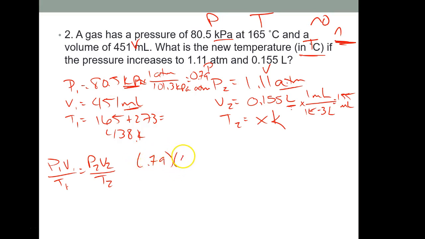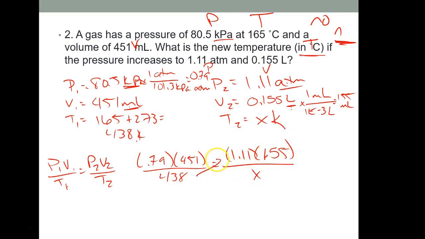0.79 times 451 over 438 equals 1.11 times 155, not 0.155, and x. And again, just cross multiply. So 438 times 1.11 times 155 is 75358, let's call it 8, equals these two multiplied times x, 356x. And again, everything is multiplied and divided, so I'm going to divide here. I'm not going to subtract.